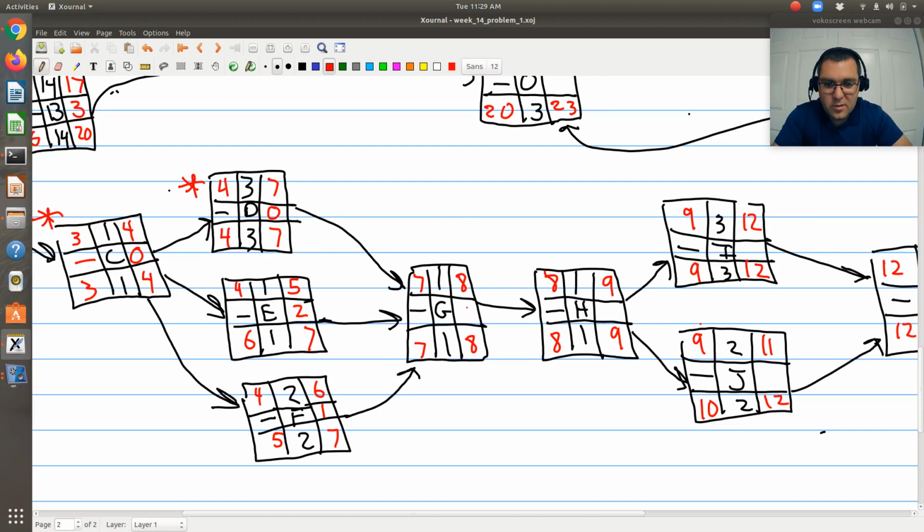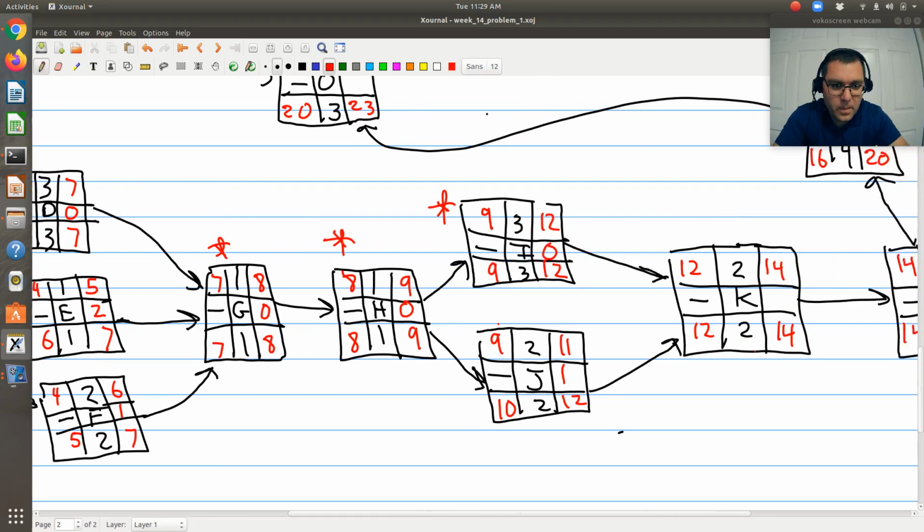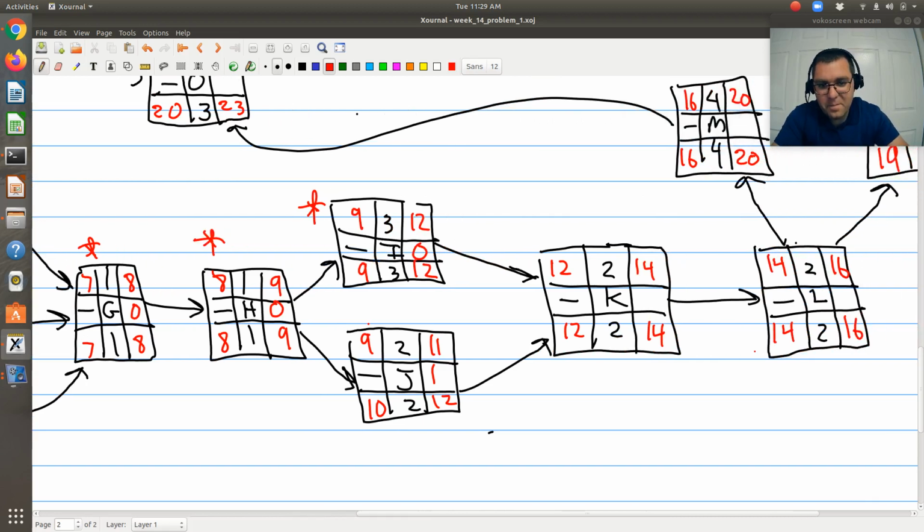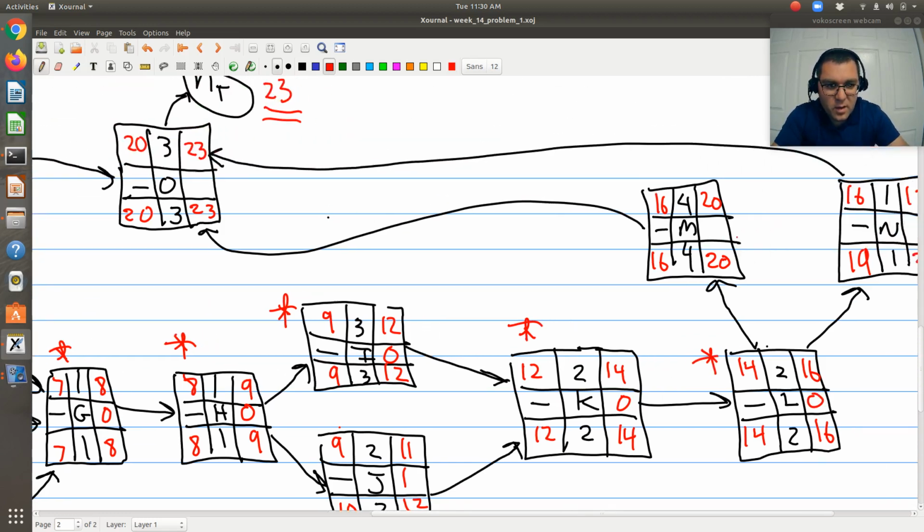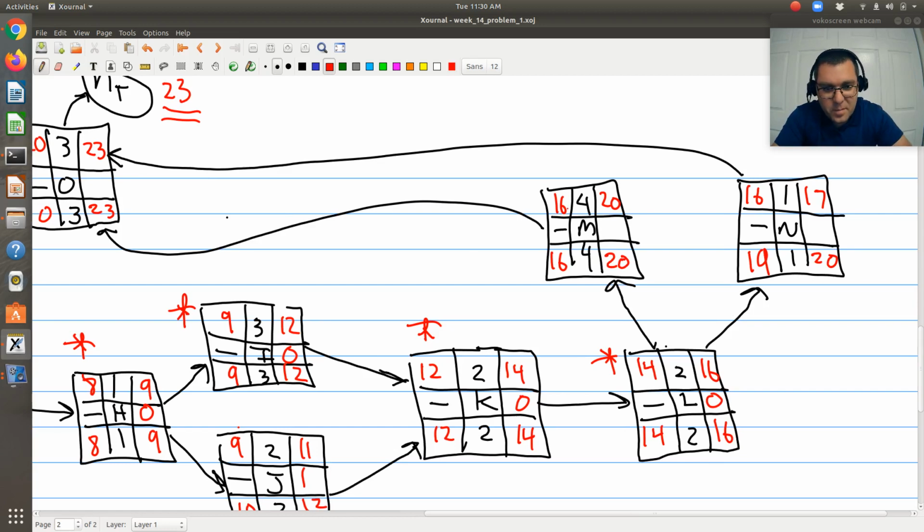G, earliest and latest possible starting times are the same. So it's critical. H, it's critical. I is critical. J, we have a difference of 1 day. So you have a float of 1. K, earliest and latest, the same, another float of 0. L, the same, another float of 0, it's critical. M, the same, a float of 0, it's critical.